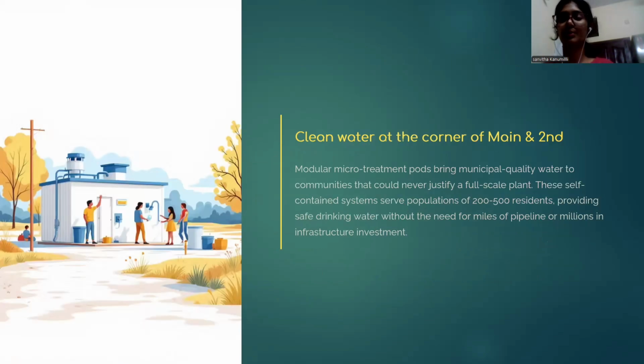So modular microtreatment pods bring municipal quality water to communities that could never justify a full-scale plant. So these self-contained systems serve populations of 200 to 500 residents, providing safe drinking water without the need for miles of pipeline or millions in infrastructure investment.